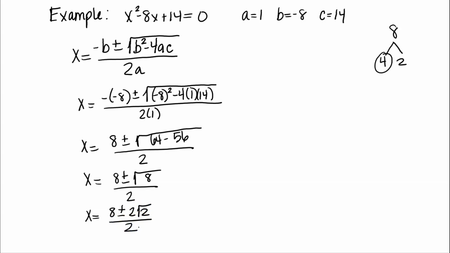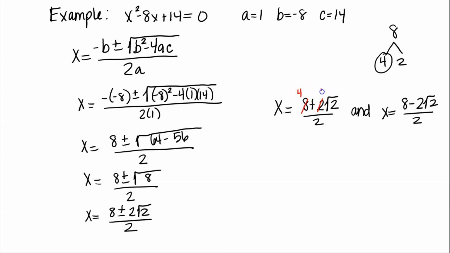And this separates out into two separate problems here. x equals 8 plus 2 radical 2 divided by 2. And x equals 8 minus 2 radical 2 divided by 2. Now we do have a situation where 2 will divide into all of these. So divide that down to 4, 1, and 1.